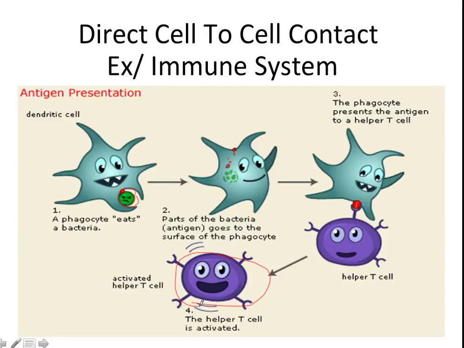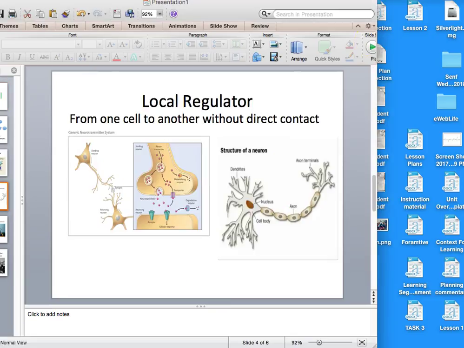The helper T cell is actually going to go talk to a few other cells called B cells and killer T cells, and they're all going to work together to kill whatever bacteria is trying to take over your body. They all have to come in contact so they can share that exact shape of the bacteria that we're looking for.